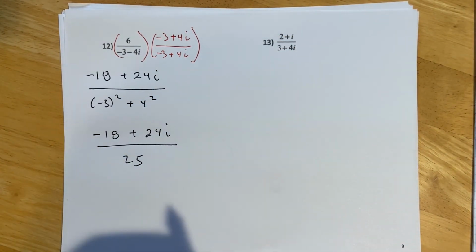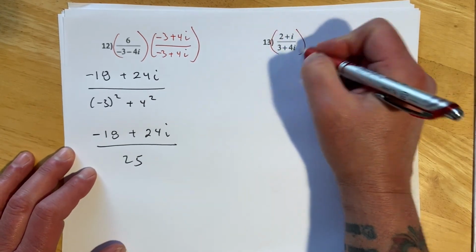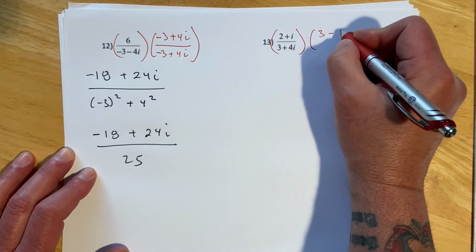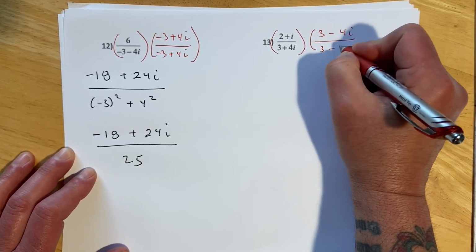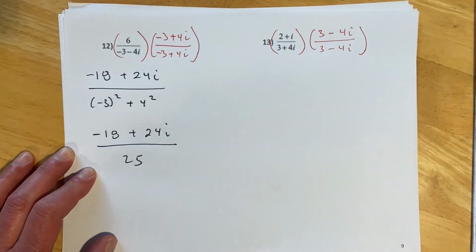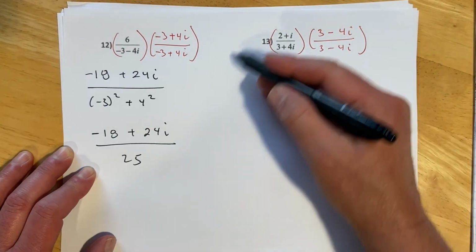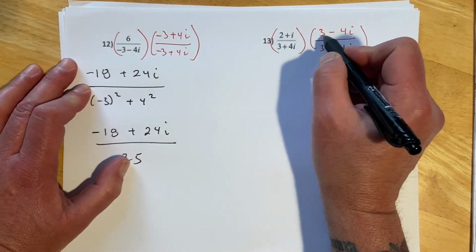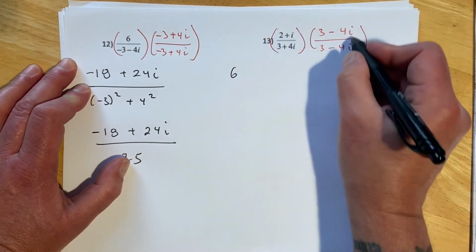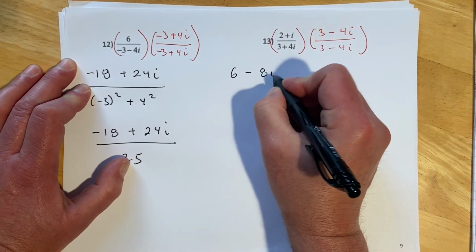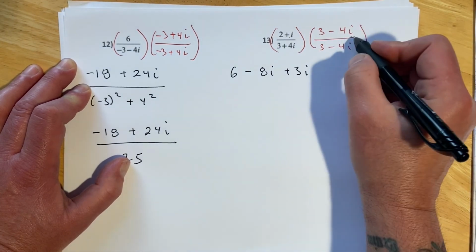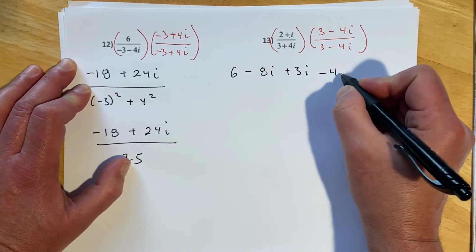This one, same basic idea. The numerator is just a little bit more complicated this time. So with 3 plus 4i, our conjugate is going to be 3 minus 4i. And this time we're going to have to do a little bit of FOIL for the numerator. So 2 times 3 is going to be 6. Outside, minus 8i; inside, 3i. And last is minus 4i squared.